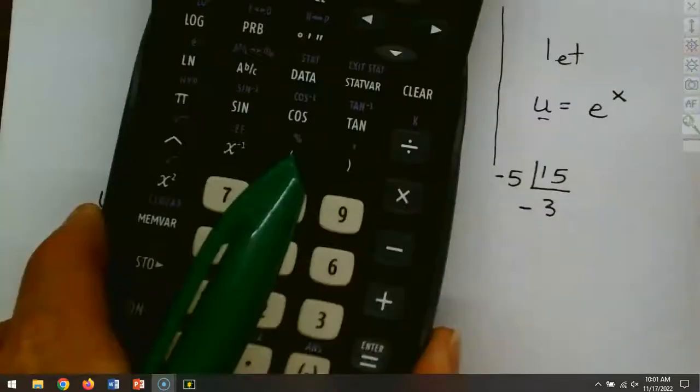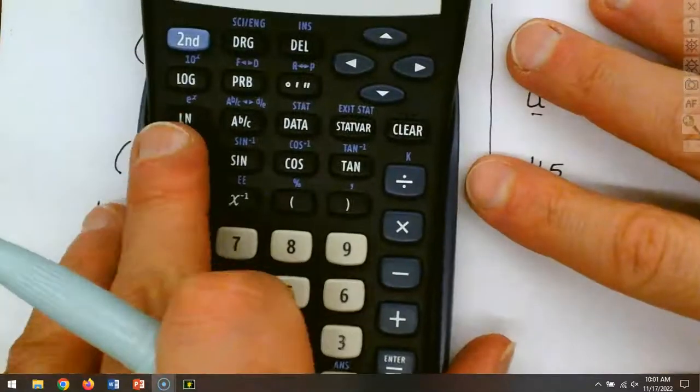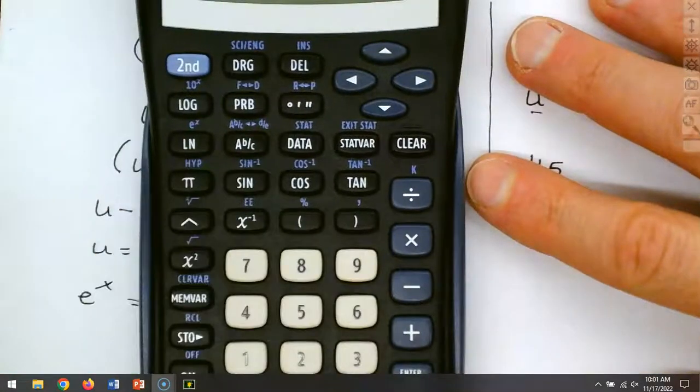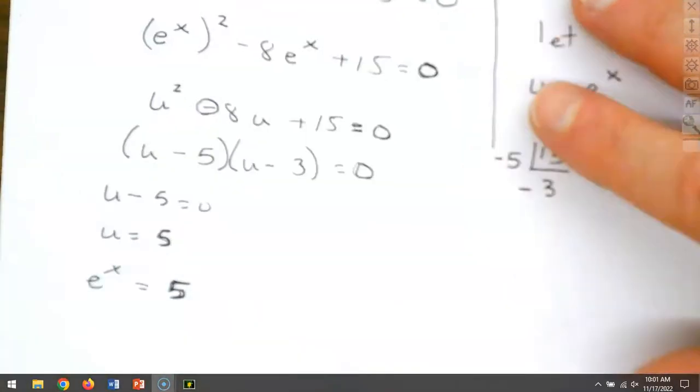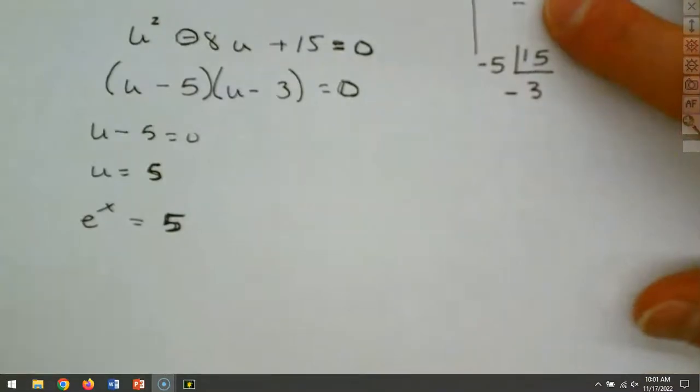Remember, look at your inverses. You look at your ln. See your ln key? What's the inverse of ln? E to the x. See how they're inverses? So how do we get rid of an e? We use an ln.